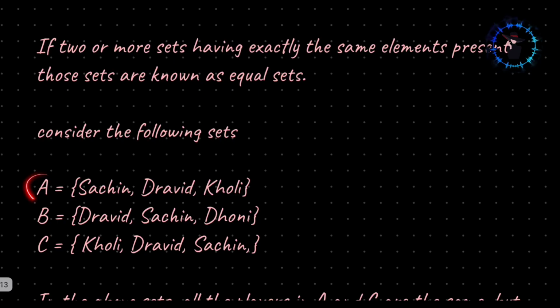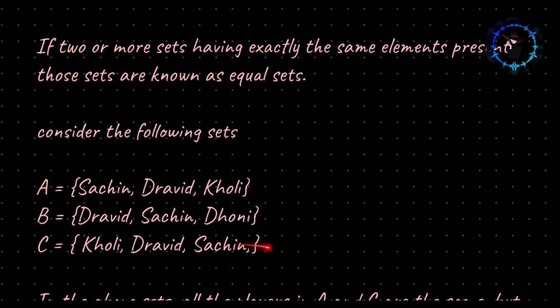So consider a set A which has elements Sachin, Dravid and Kohli. B: Dravid, Sachin and Dhoni. C: Kohli, Dravid and Sachin. So A has Sachin. Who else has Sachin? B has Sachin. C also has Sachin. Let's look at the next element. A has Dravid. B has Dravid. C has Dravid. Now A has Kohli, but B has Dhoni. It is out. Now C has Kohli, right?